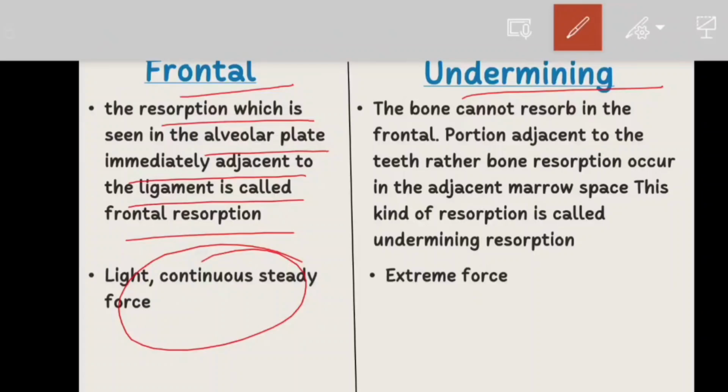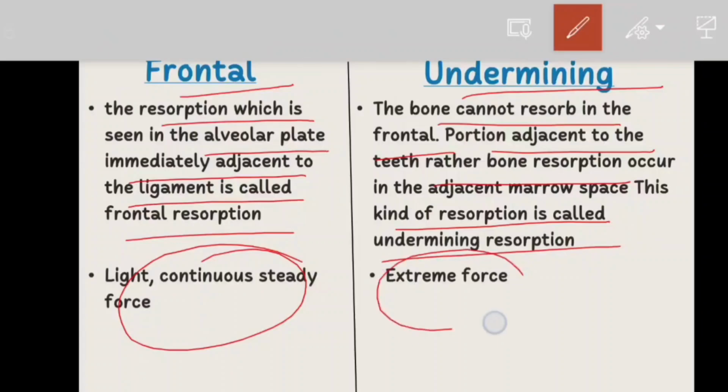Now the undermining resorption. Sometimes the orthodontic force is too heavy. So here the bone cannot resorb in the frontal portion adjacent to the tooth, rather bone resorption occurs from the adjacent marrow space. This kind of resorption is called undermining resorption. The bone directly adjacent to the tooth cannot resorb immediately. Instead, bone resorption starts from the nearby marrow space. So what type of force causes undermining resorption? The answer is extreme or heavy force.